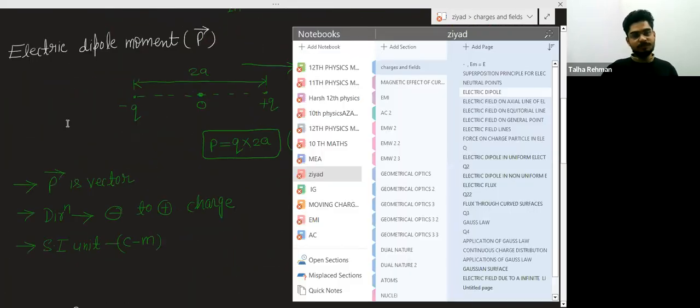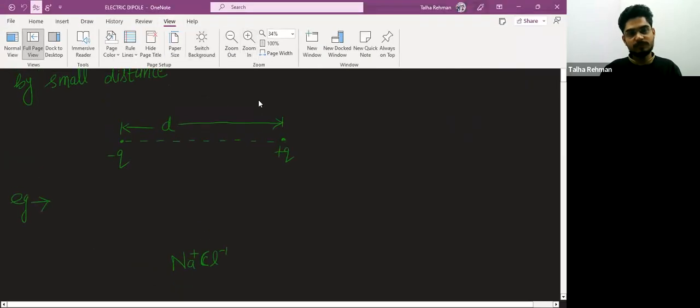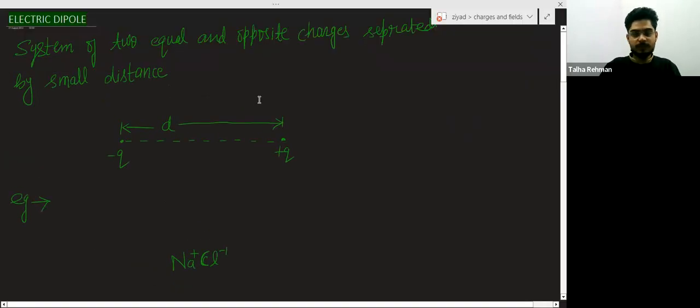Electric dipole. Again, electric dipole. Okay, just wait a minute.